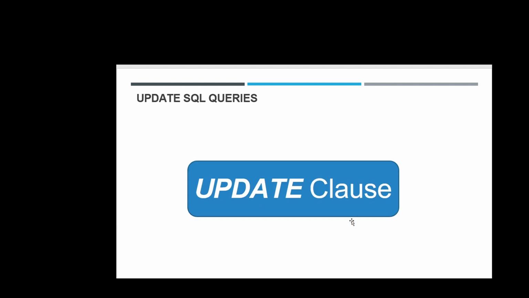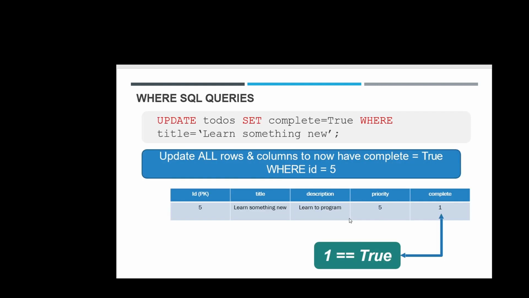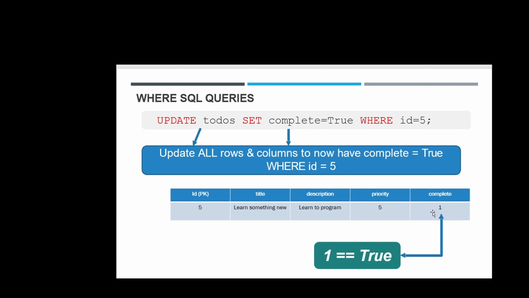The other one is going to be the UPDATE clause, the other important feature and clause in SQL. So we're going to update some rows. For example, we're going to update todos and set complete true where title is equal to 'learn something new'. It's going to find the row where the title is equal to 'learn something new' and set the complete column, instead of 0, to 1. So it means that we have finished this to-do task.